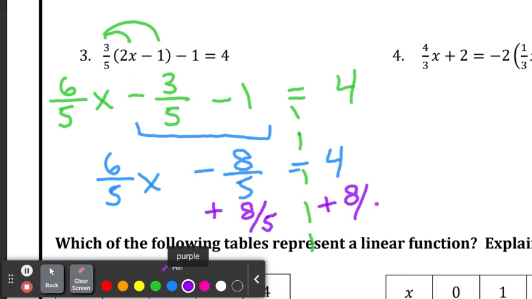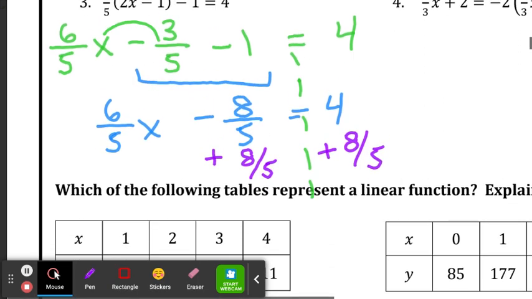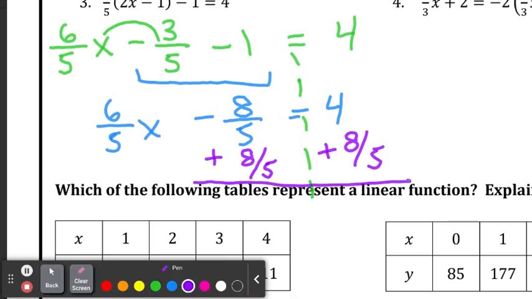And I have already run out of room. Let's see if it lets me. Oh, hooray. So the 8/5 cancel out. So I have 6 over 5 x. 4 plus 8/5 is 28 over 5.